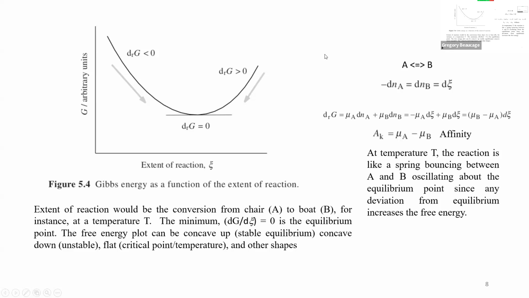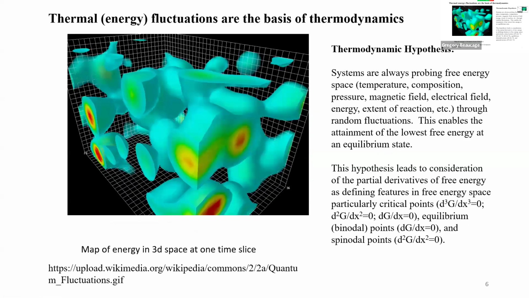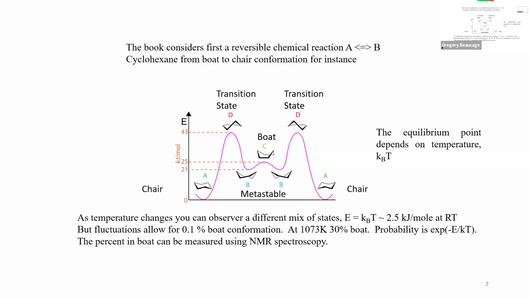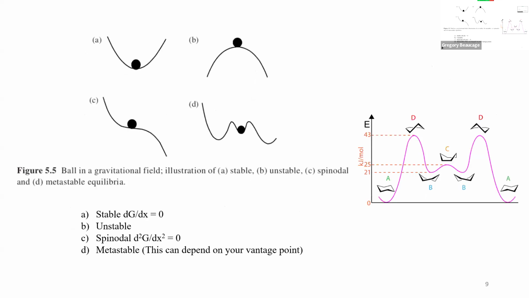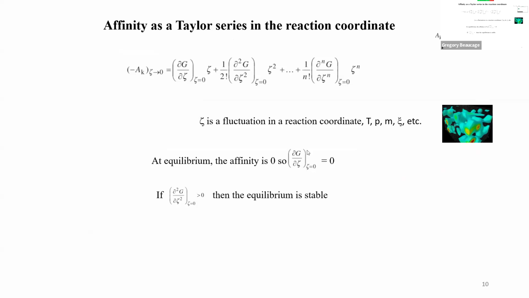This is pretty commonly referred to in the literature, but basically it's not in the book. It doesn't really lead anywhere. He just leaves it at that. I mean, he talks about how you could write a Taylor series expansion in terms of the extent of the reaction coordinate. But basically that reaction coordinate could be like temperature, pressure. I'm not sure what M is here, but basically temperature, pressure, and reaction coordinate.